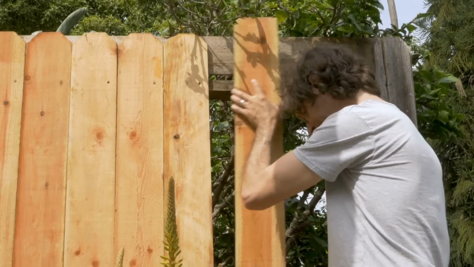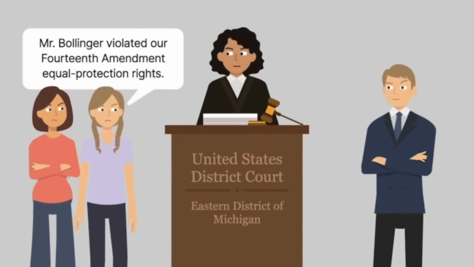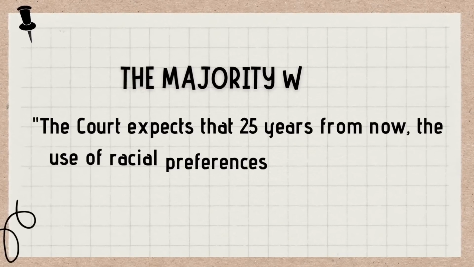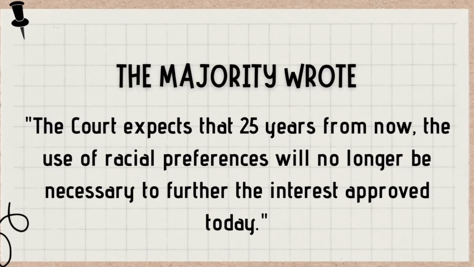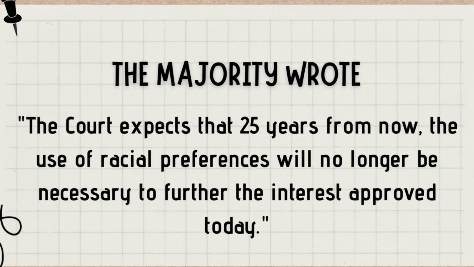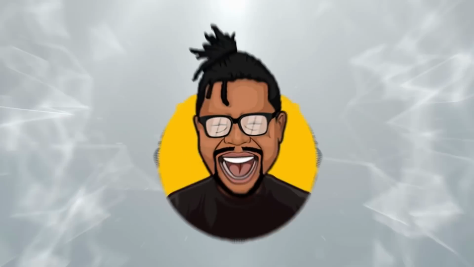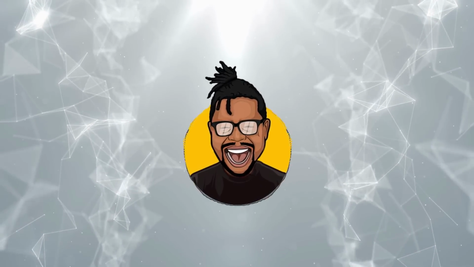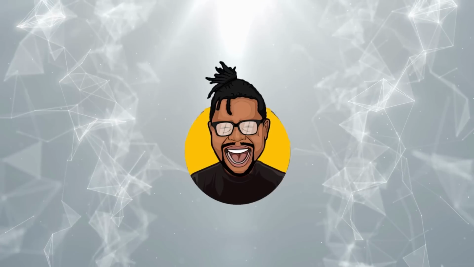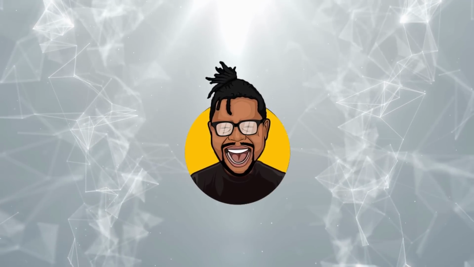Now, the Supreme Court's opinion, authored by Supreme Court Justice Sandra Day O'Connor, found that race could be used as a factor, and that the school was permitted to use race in determining admissions. The court also theorized that this fix of using race as a factor amongst other factors would be a temporary fix to right the wrongs of the past. This was also known as the Grutter Rule. The majority wrote, "This court expects that 25 years from now, the use of racial preferences will no longer be necessary to further the interest approved today." Now, what this did is it had the effect of limiting race in college admissions because it was just, again, another factor to consider amongst other factors.